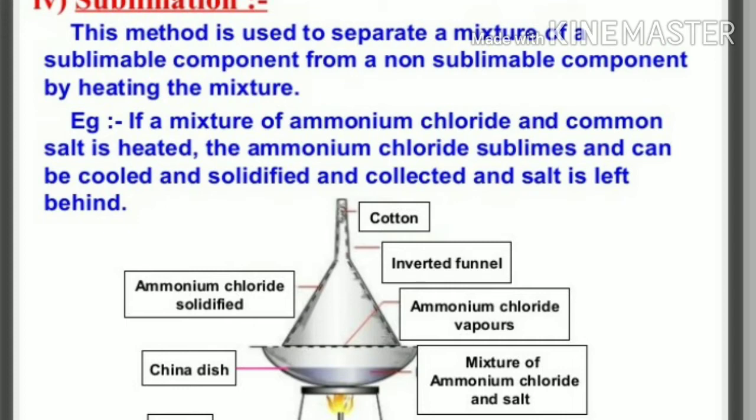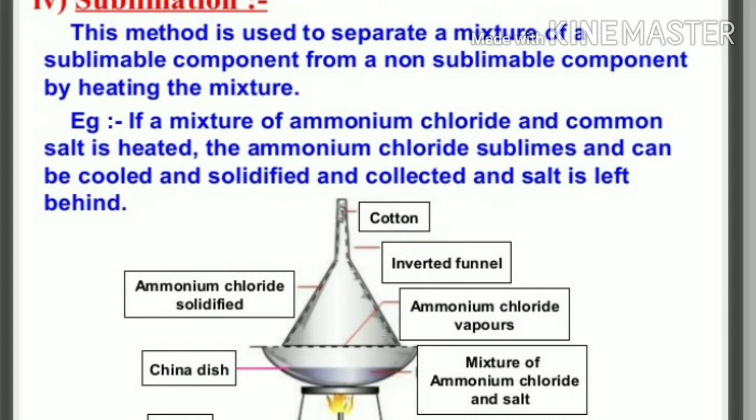Example, if I am heating the mixture of ammonium chloride and common salt, the ammonium chloride sublimes, which means it can convert into gas directly. The solid will be converted into gas and can be cooled and solidified. The vapors coming from the ammonium chloride will be converted back to the solid and collected, and the salt is left behind. So this is the process of sublimation.